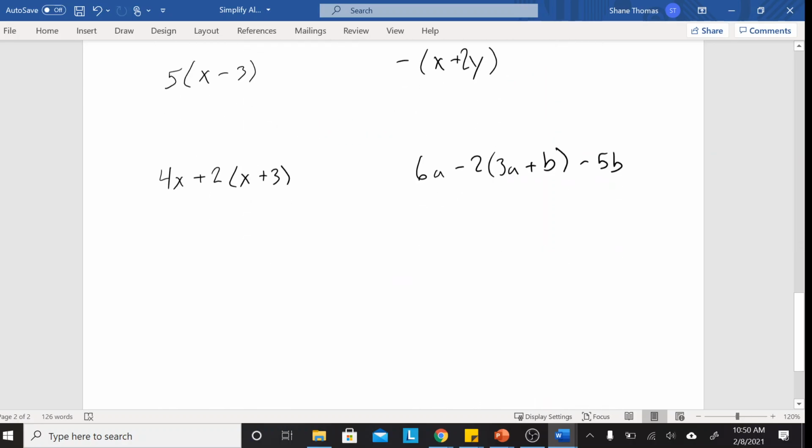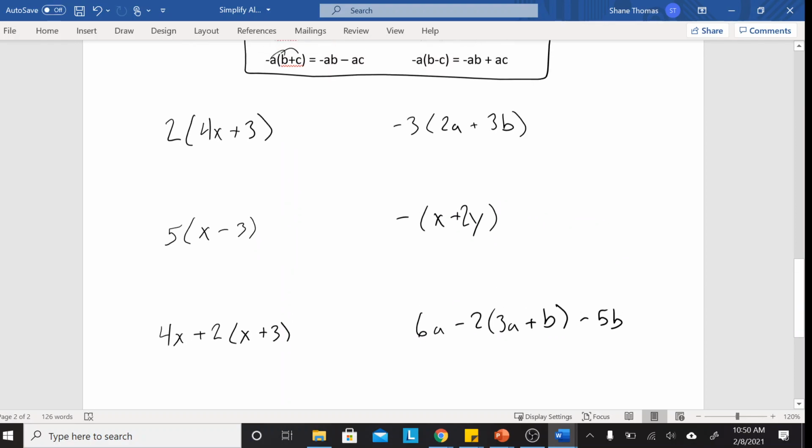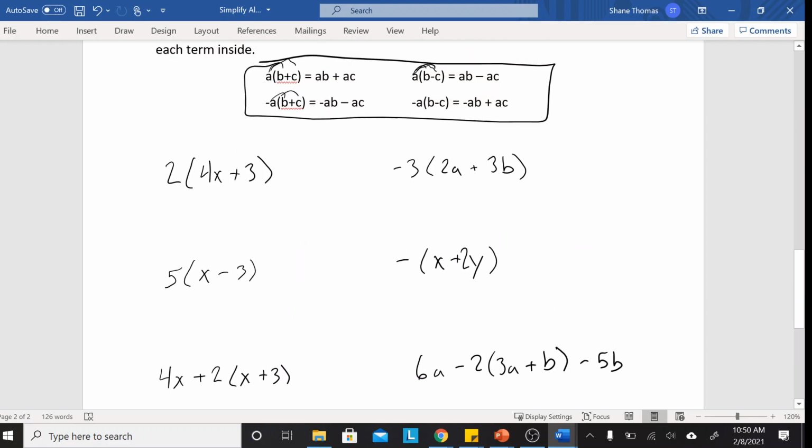All right, so we're going to do a few examples here together. Looks like we got 6 examples, and then I'll finish off this lesson. So, first one here.